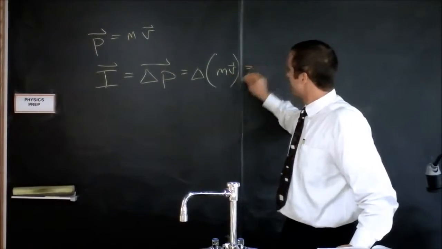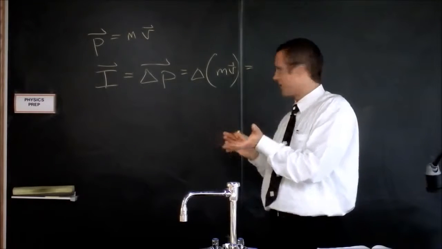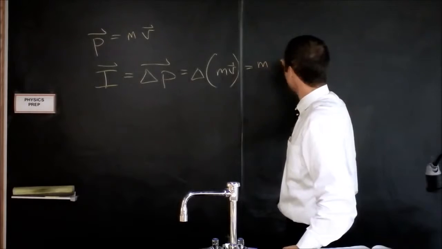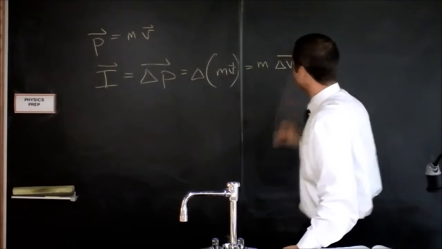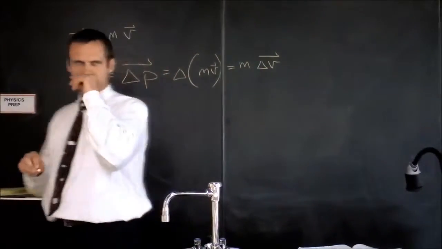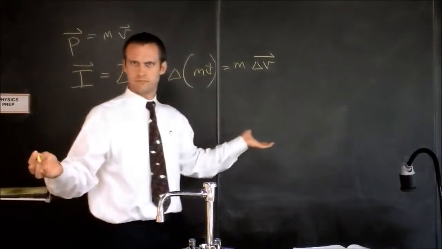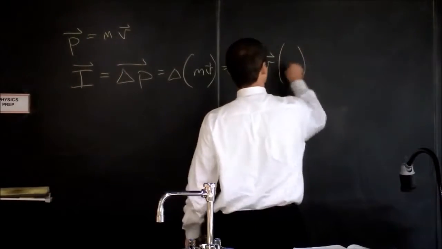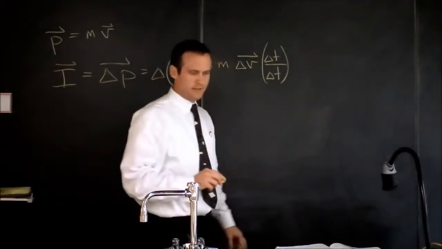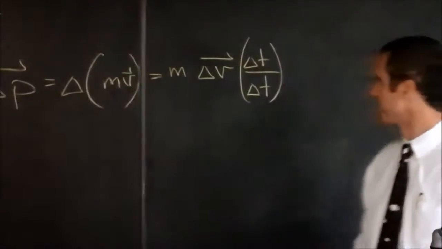So then we can take the m out of the delta. Delta is kind of like a derivative in a sense. We can pull the m out because we're assuming that it's constant here. So this is m times delta v, change in velocity. Okay, now what I'm about to do is multiply it by 1. Would you agree that I could take the impulse and multiply it by 1? Sure I could, right? So I'll write 1 like this: delta t over delta t. You know where I'm going with this? This is about to be awesome.